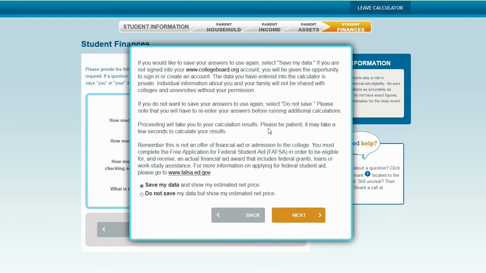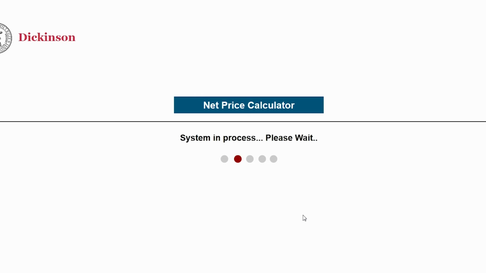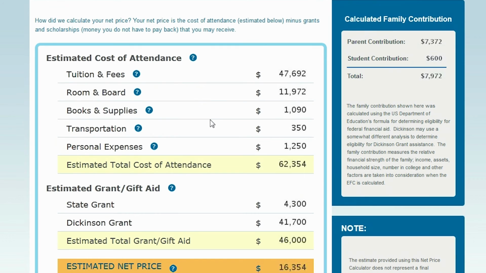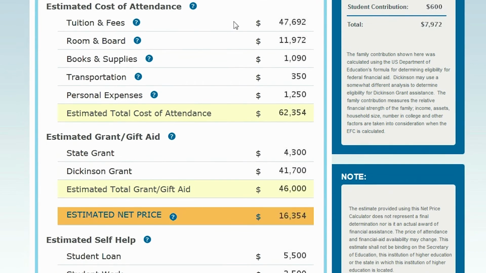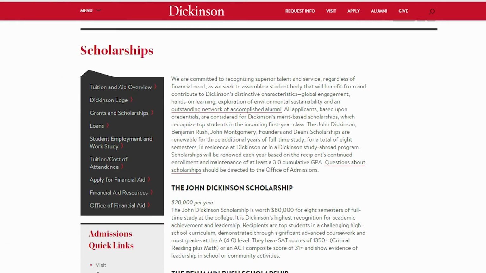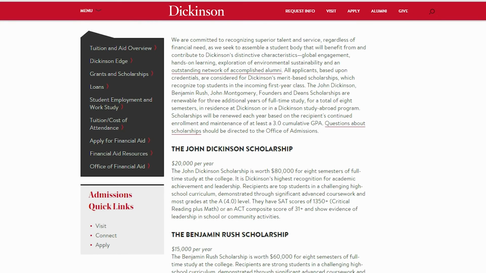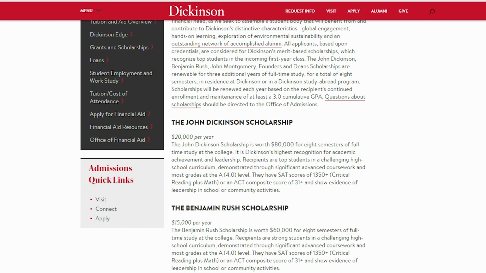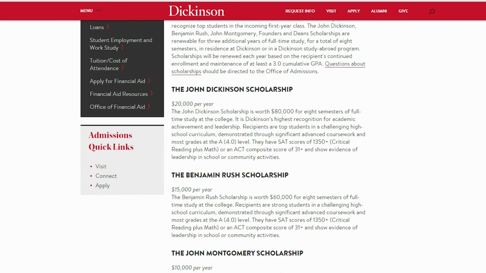When you click submit and calculate, it's going to ask you whether or not you want to save your data or do not save. I've already saved it. After I click on calculate, it gives me my estimated net price for academic year. Cost of attendance is at the top. This is the estimated grant or gift aid and estimated self-help. The calculator is not designed to estimate eligibility for our merit scholarships, which are competitive and are awarded by the admissions committee at the time of admission.